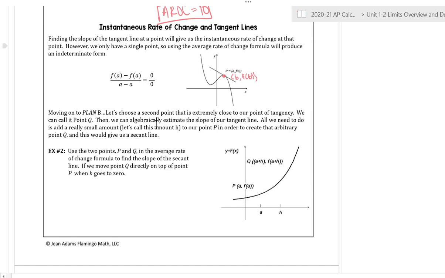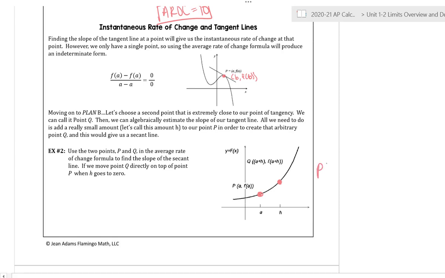Plan B is let's choose a second point that's super close to our point of tangency, and we can call it point Q. So let's say that we have points P and Q. To get this as accurate as possible, and notice that this is very, very zoomed in, we want to only add a little bit to the x value of point P.